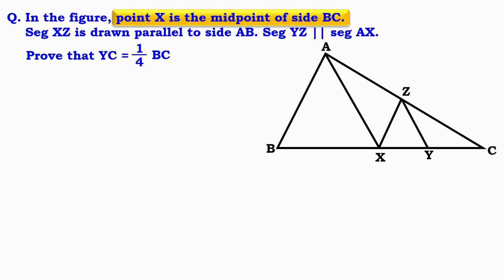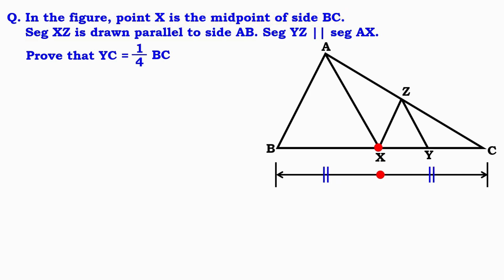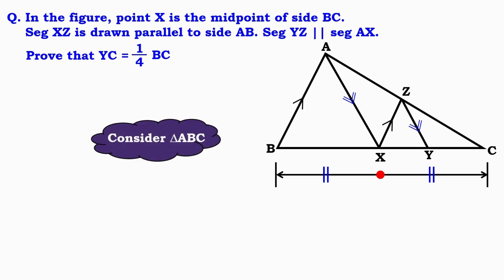Okay, so what is given? That X is the midpoint of side BC. So that means BX equals XC. Correct? So it equally divides. Now the next statement states that segment XZ is drawn parallel to side AB. So XZ is parallel to AB. And segment YZ is parallel to AX. Okay, so these two are parallel. So we have to prove that YC is 1 by 4th of BC.